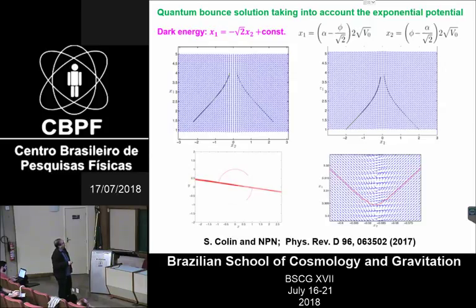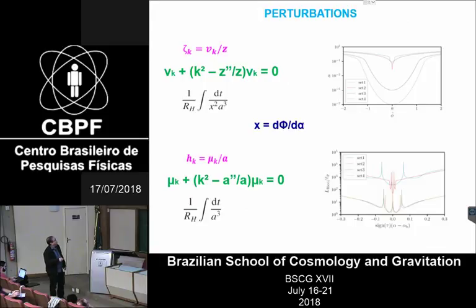Okay. So now, what happens to perturbations in this kind of background? The scalar perturbations are described by V, which is related to the curvature perturbations in this way. And the tensor perturbations are described by this variable mu, which is related to the amplitude of the gravitational waves by this equation here. Now, remember that in the contracting phase, when k square is much bigger than z'' over z, they oscillate. Then the wavelengths become larger than the Hubble radius, and then they increase. And the same thing holds for the tensor perturbations.